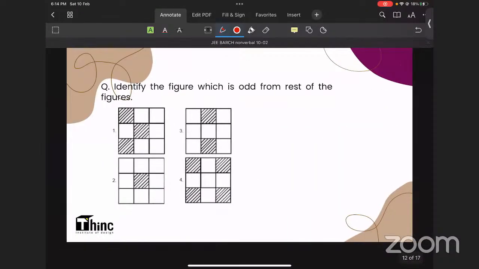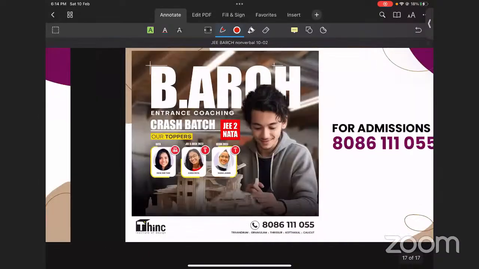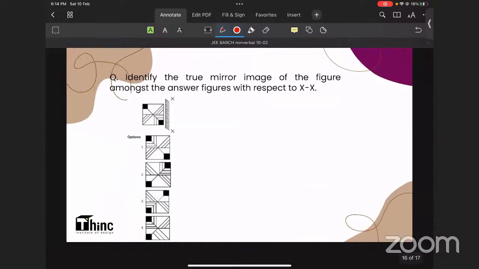Now another question from the same topic. One more mirror image question. Plenty of questions was there from the mirror image. So identify the true mirror image of the figure amongst the answer figures with respect to XX. So mirror image has been asked.